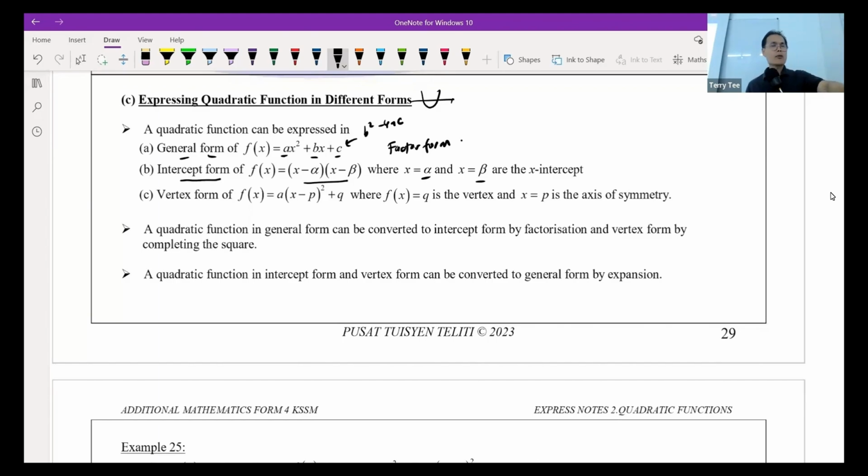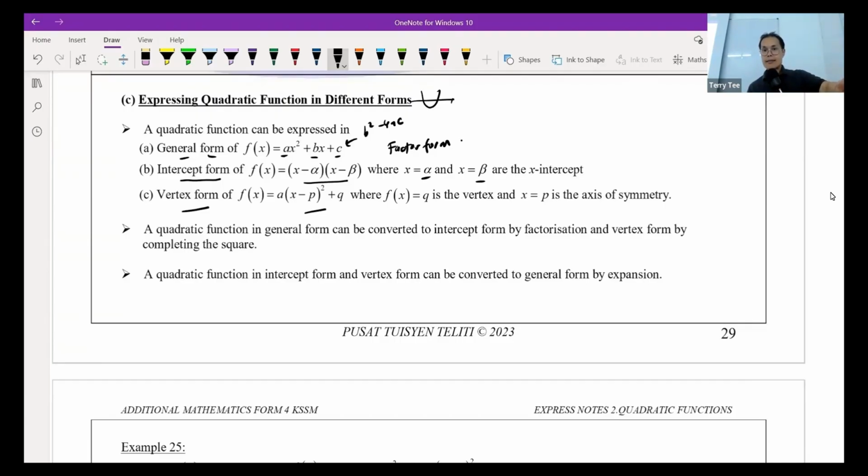But take note that not all quadratic functions can be factorized, right? If you can factorize, yes, it does intersect the x-axis. Some can't. Some will actually intersect the x-axis, but it's not exactly a nice factor. So the third one is vertex form. Vertex form is basically after you complete the square, right?